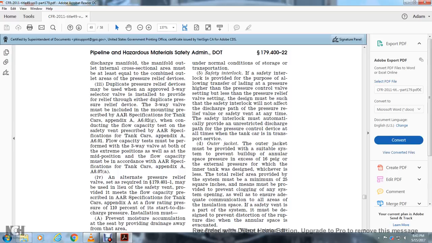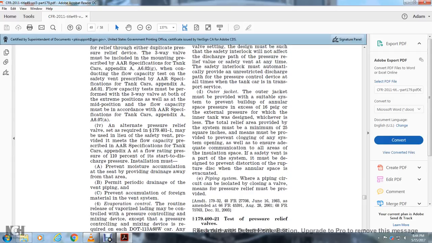The safety interlocking must automatically provide an unrestricted discharge path of the pressure control device at all times when the tank car is transported and in service.